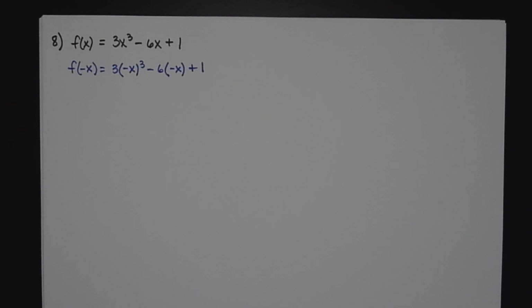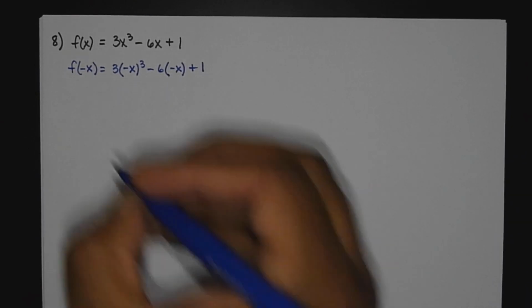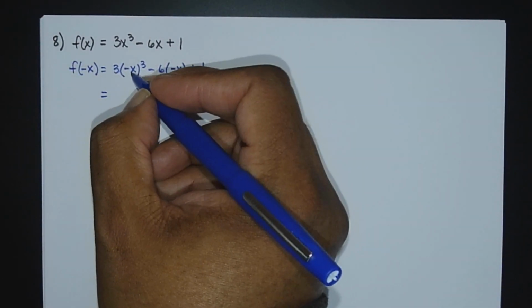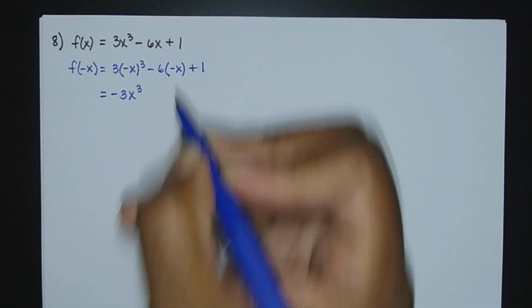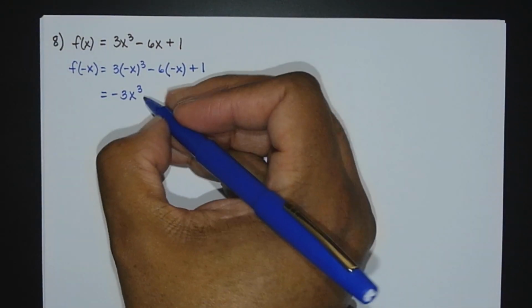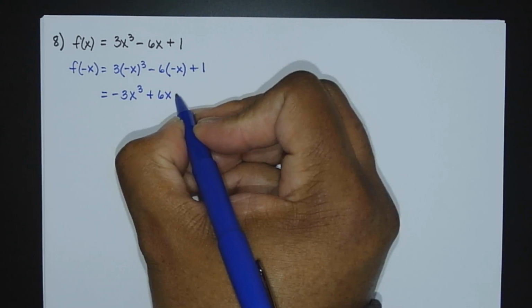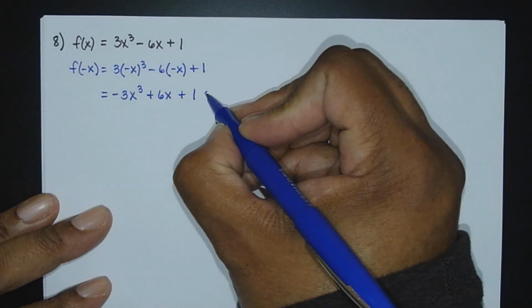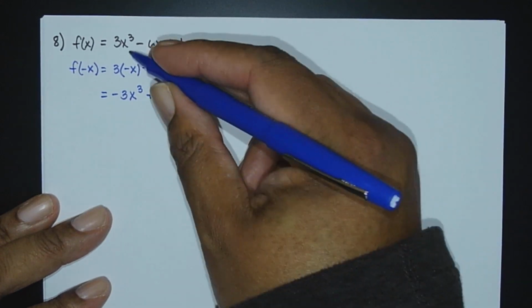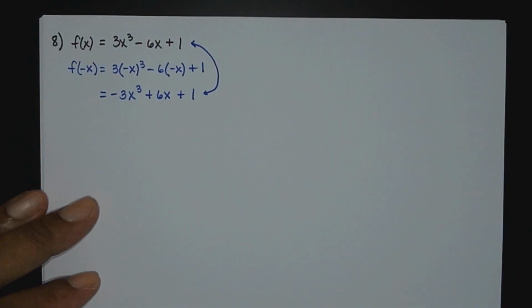Now, for it to be even, you must get the original function that you started off with. For it to be odd, each and every single term in that function has to change to the opposite sign. Otherwise, it's neither. In this case, if I cube a negative, it's going to be -3x to the 3rd power. Minus 6 times -x will be a plus 6x, plus 1. Now compare that to f of x. Every one of them changed, except for the first and that plus 1.